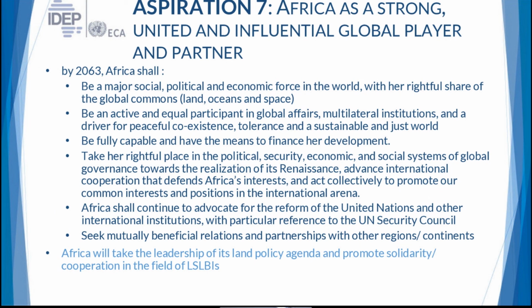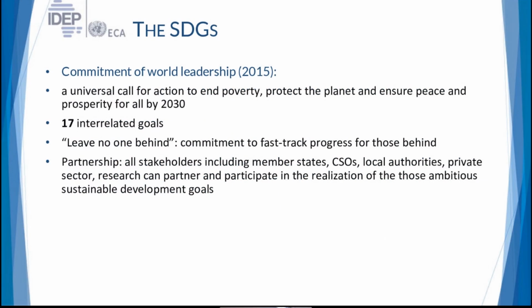And finally, aspiration 7. Africa has a strong, united, and influential global partner. Here, the land implication is that Africa will take the leadership of its own land policy development agenda. It will also promote solidarity and cooperation in the field of large-scale land-based investment negotiations.